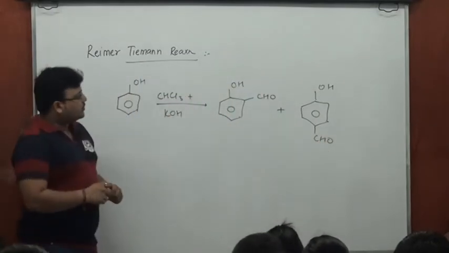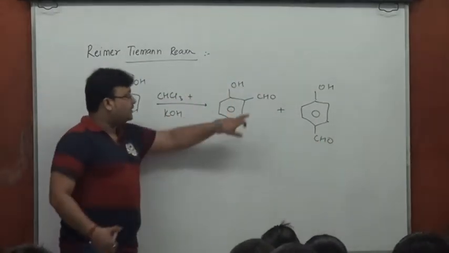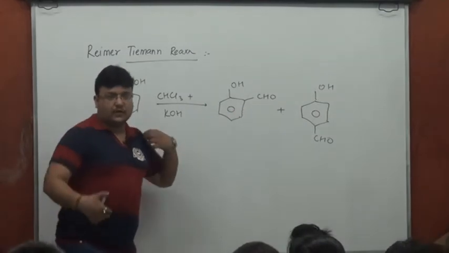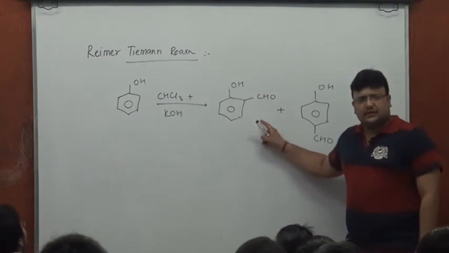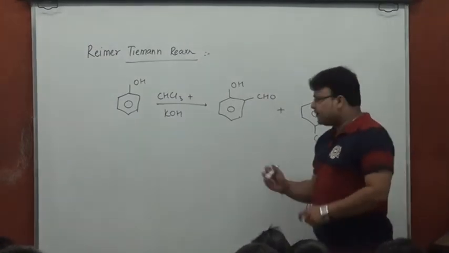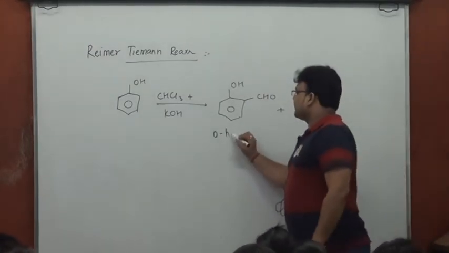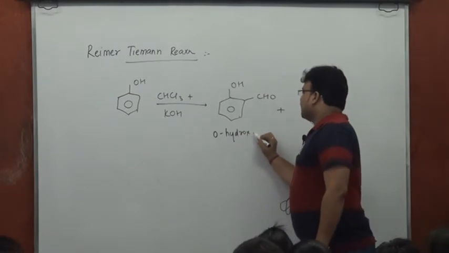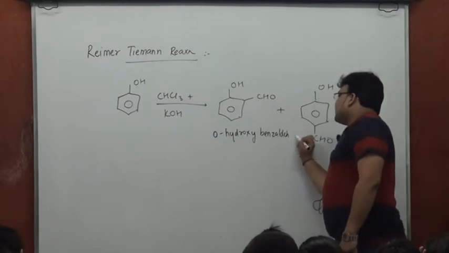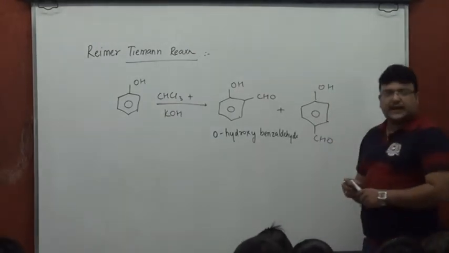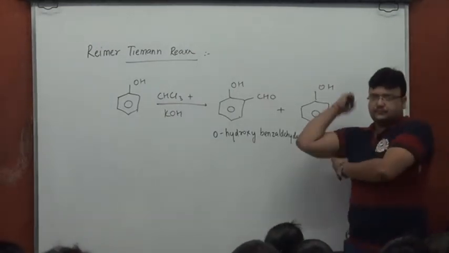Now you know CHO being higher in the hierarchy of nomenclature, we might want to call it orthohydroxybenzaldehyde. This will be orthohydroxybenzaldehyde. And this, you know, is the para isomer, para hydroxybenzaldehyde. All right.